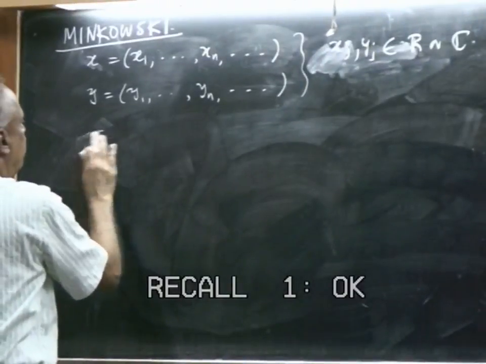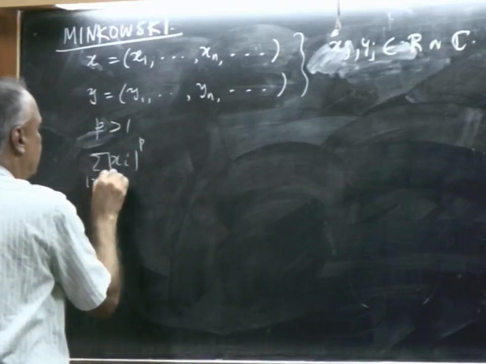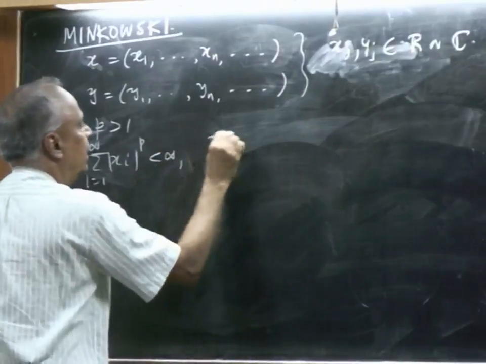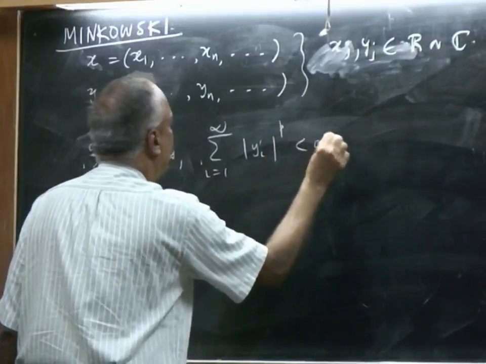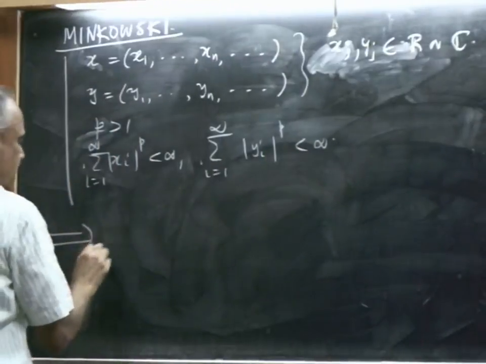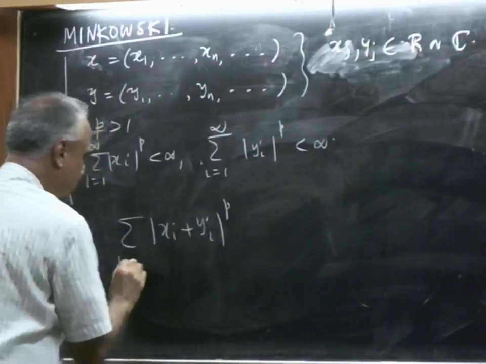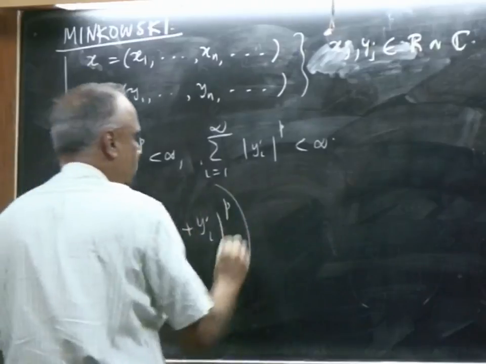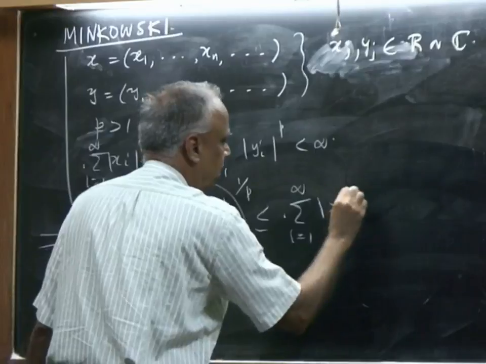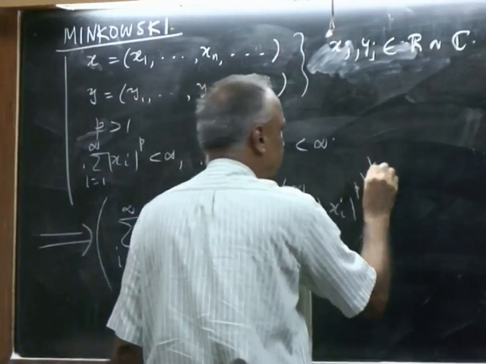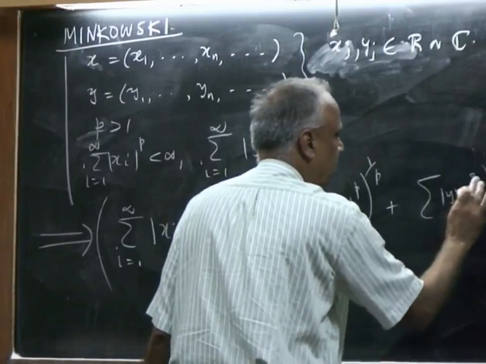If p is greater than 1, and summation xi to the power of p, i equal to 1 to infinity, is less than infinity, and summation i equal to 1 to infinity mod yi to the power of p is less than infinity, all this implies summation mod xi plus yi to the power of p, to the power of 1 over p, is less than or equal to summation i equal to 1 to infinity mod xi to the power of p, plus summation mod yi to the power of p.